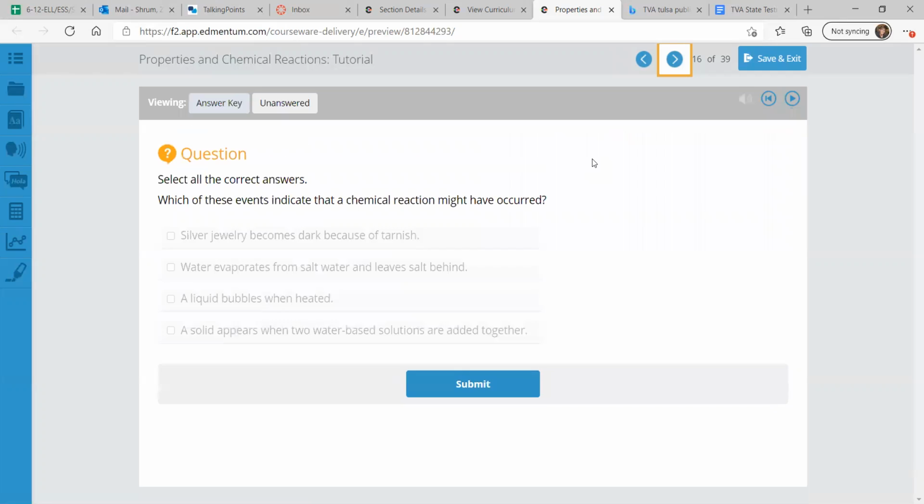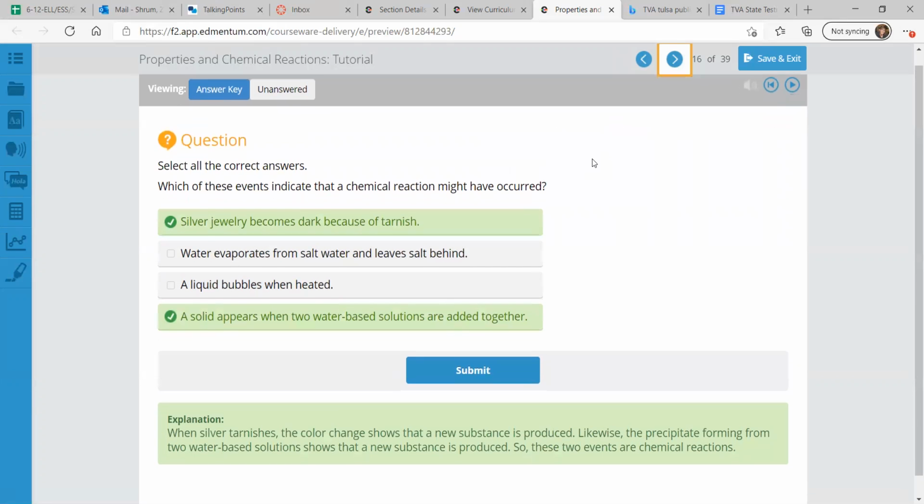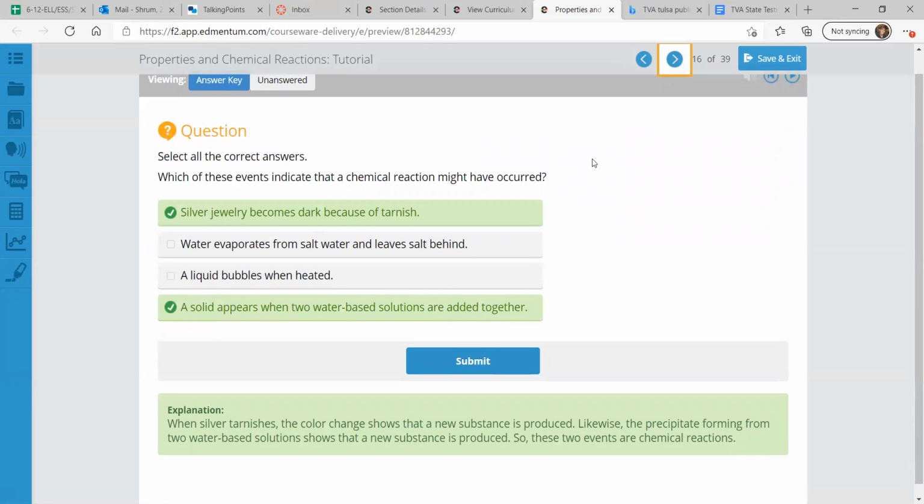Which of these events indicate that a chemical reaction might have occurred? Silver jewelry becomes dark because of tarnish.